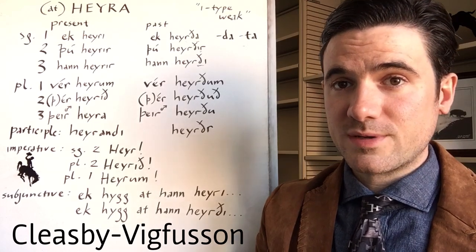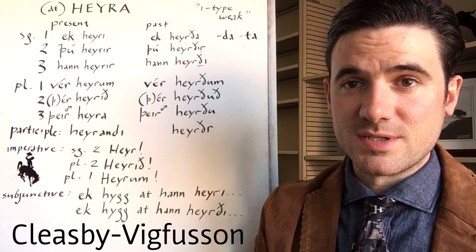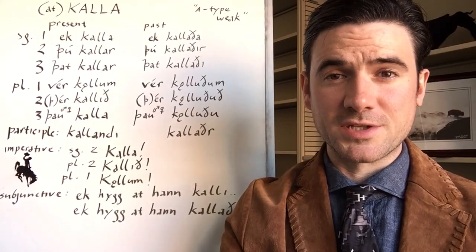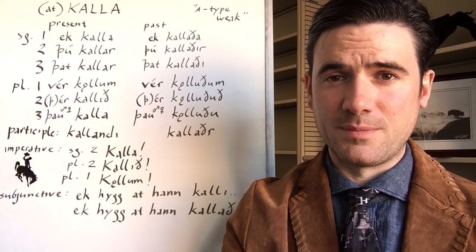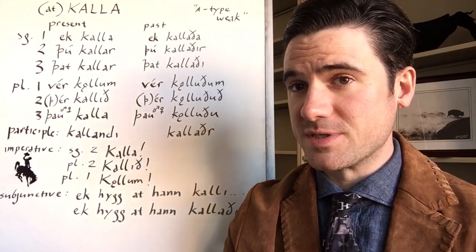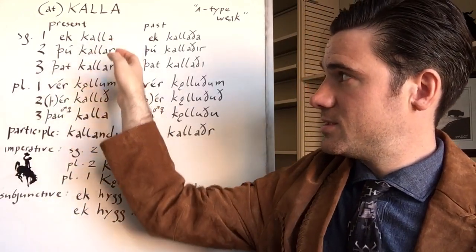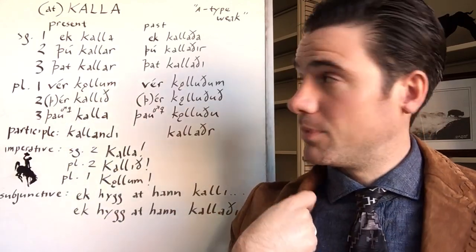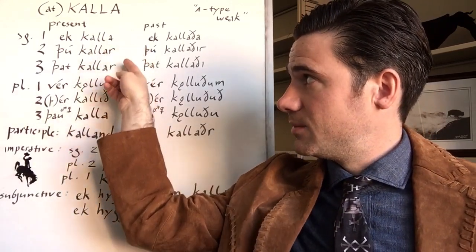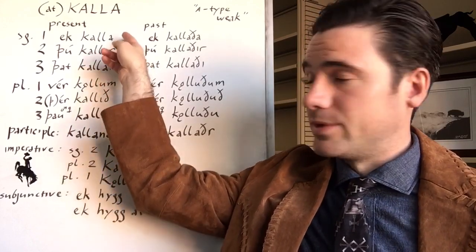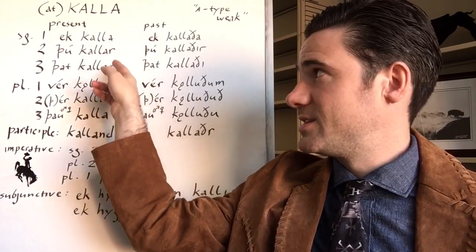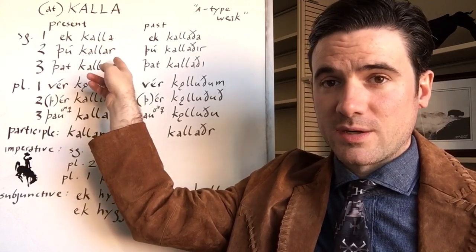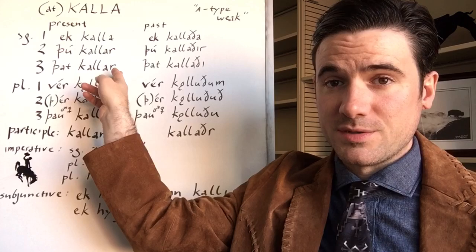All right, let's look then at another type of weak verb, the type that I call the A-type weak verbs. Kalla, to call, is what I call an A-type weak verb. The reason is, in the present tense, you can see the system is very similar to an I-type weak verb like heyra, to hear, but where that adds an I in the present singular, right? Heyri, heyrir, heyrir. This adds an A, so ek kalla, I call, þú kallar, you call, hann kallar, he calls.